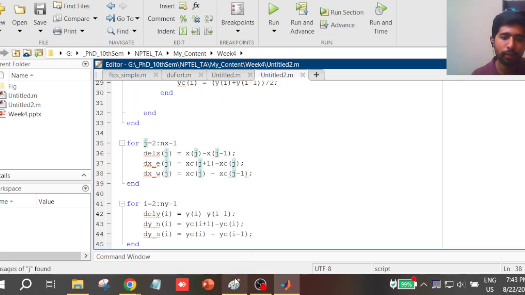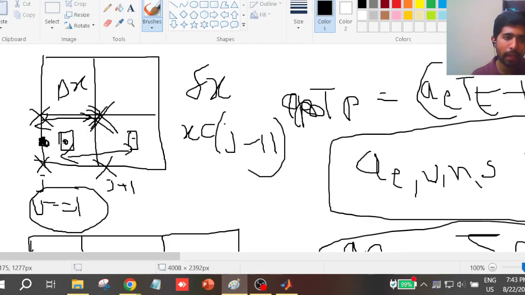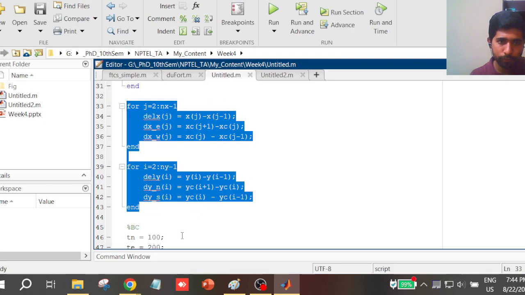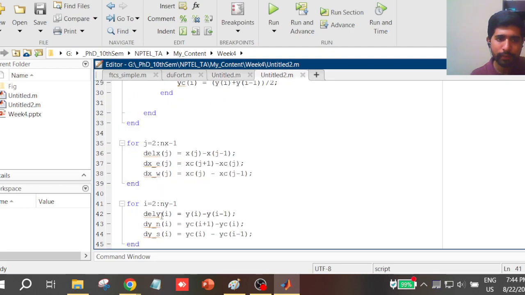Because if you see xc at 2 and xc at 1, if you subtract it, then you are directly getting this delta x divided by 2 only. You did not explicitly write that. That is directly taken into account, and this is applicable for non-uniform grid also, this code. So that's the whole thing. That is how you define.